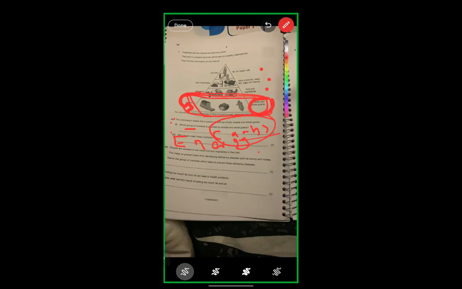People are advised to eat more fruits and vegetables in their diets. This helps prevent them from developing deficiency diseases such as scurvy and rickets. Name the group of nutrients.